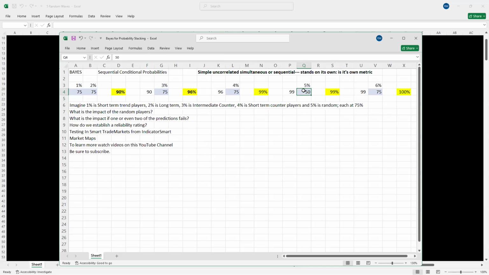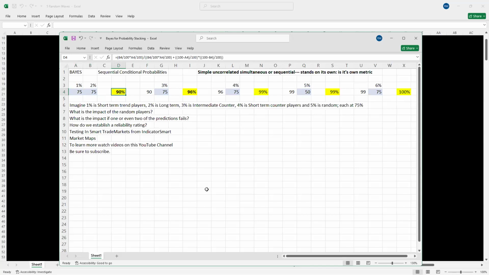And what happens is that I don't get any change from the 4 of the other groups, the short-term trend players, long-term players, the intermediate counter trend players, the short-term counter players, etc. I could put other groups in here as well. You'll see there's another one over here. But we're not using that one for this particular video. So I've got 2 75s. When I get 2 75s, it gives me 90%.